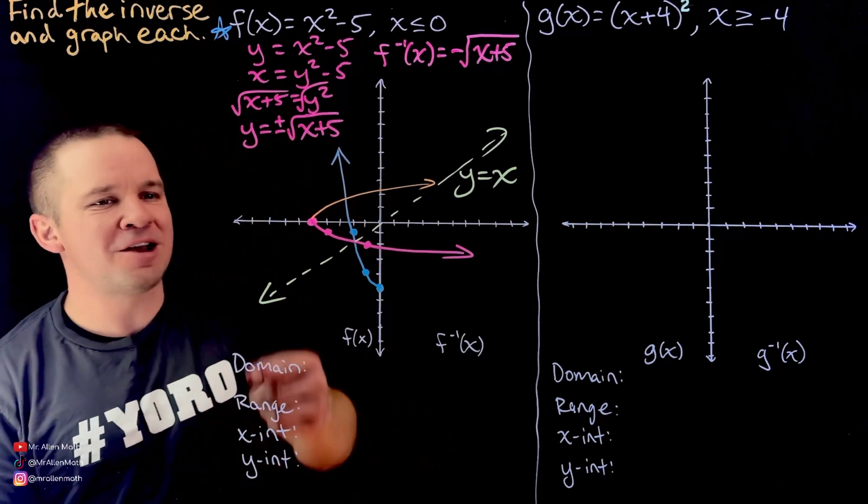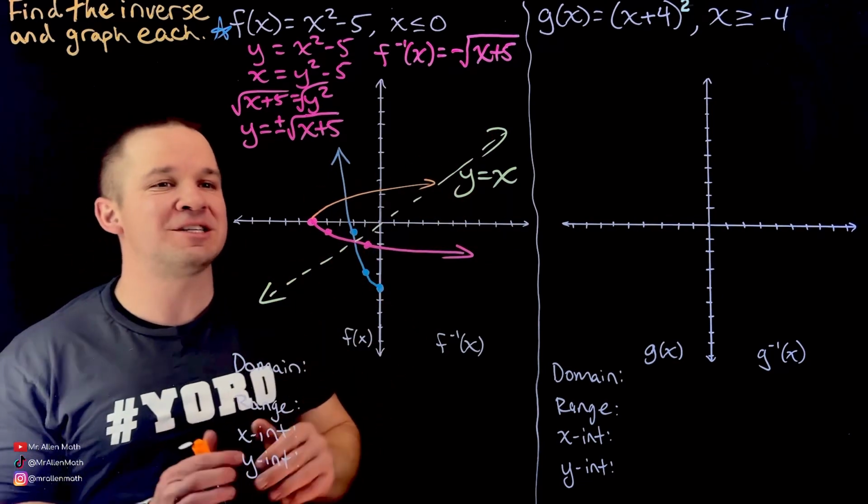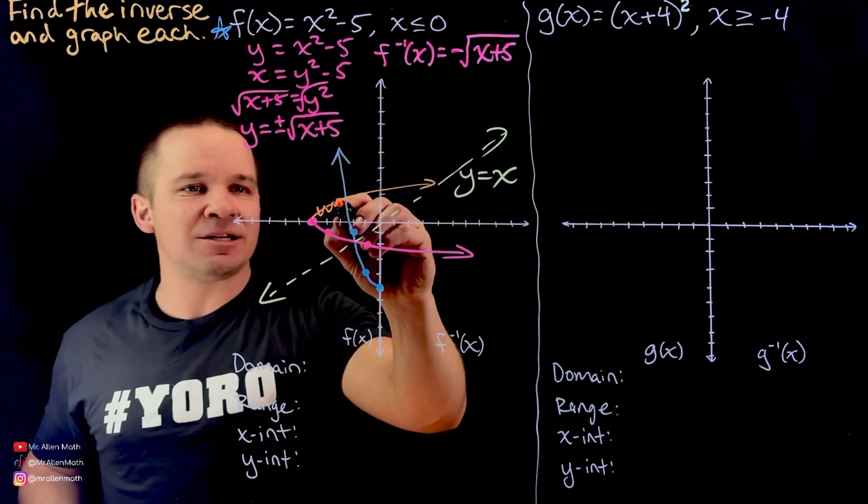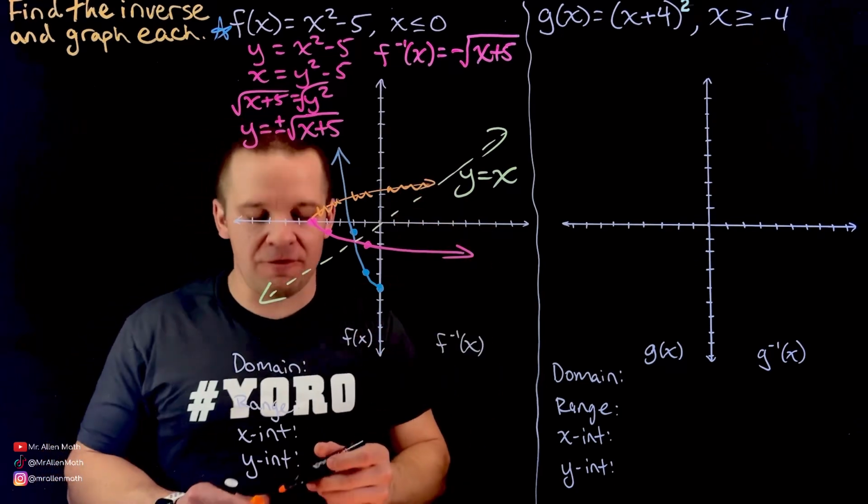It's supposed to reflect over this line here. And this orange one certainly does not look right. So this is not right? That's not going to be the inverse there.